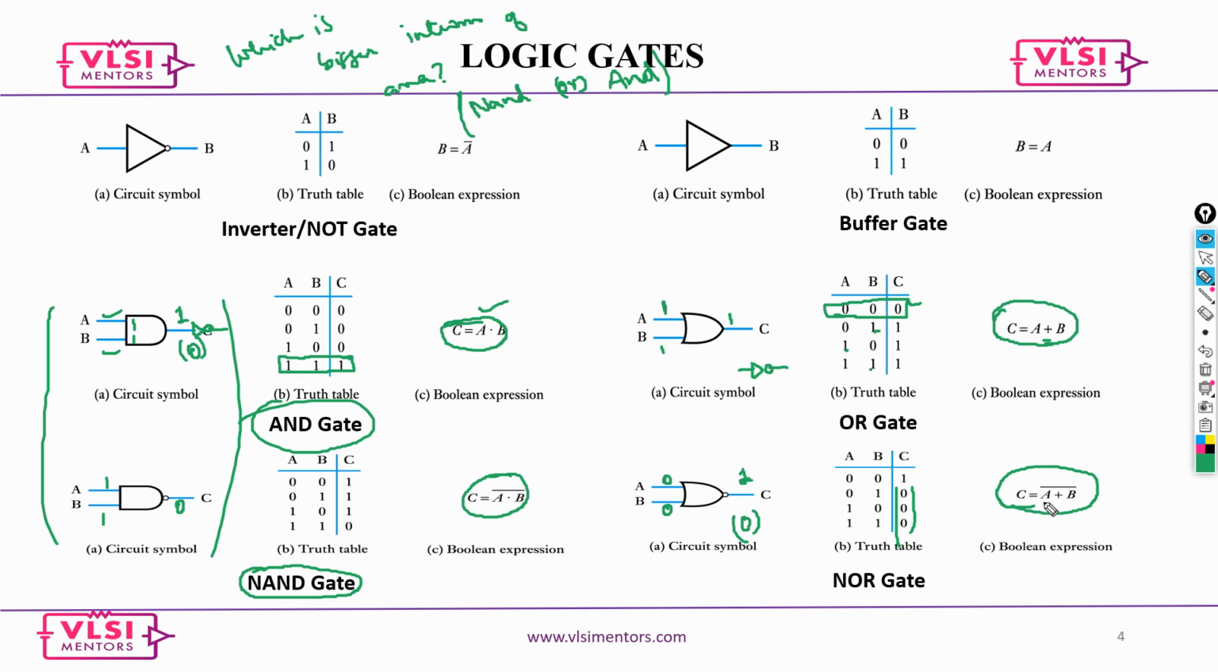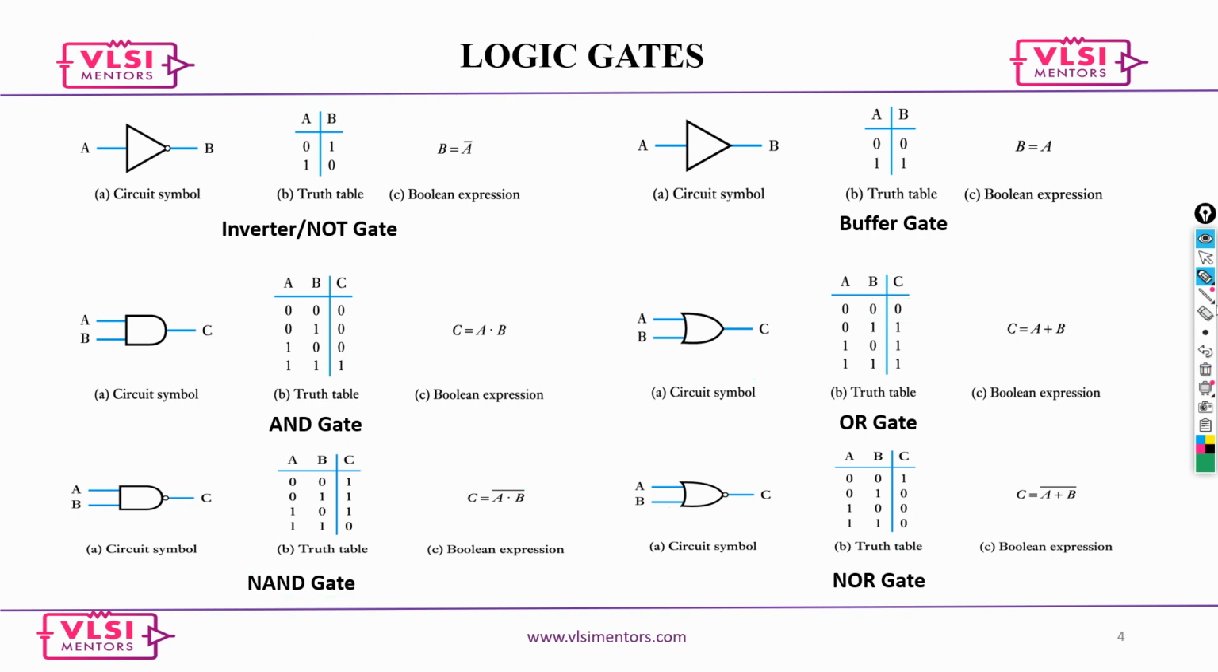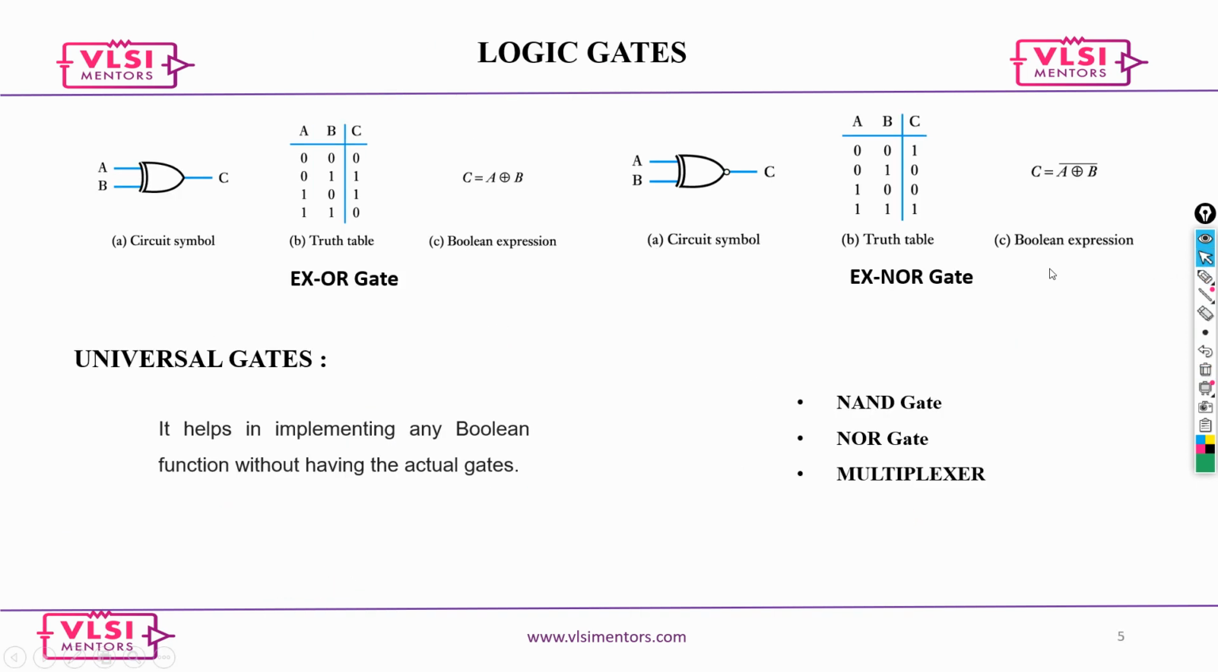So these are again the basic gates, and we are not done yet. There are two more gates that you are going to look at. One is the XOR gate. When you have an XOR gate, where do we use it? Any idea? Where do we use XOR gates?